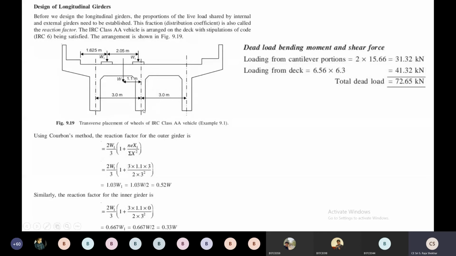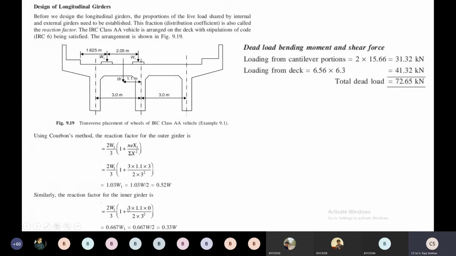So now we need to calculate the reaction factor for the inner girder. The reaction factor for the inner girder is equal to the same formula, W by N into 1 plus N e x by sigma x square. For the inner girder, the x value is 0. Because what is x? It is the distance from the CG of the beam to the CG of the girder, and that distance is 0. So that's why the x value is 0. If you solve this, you're going to get only 2W1 by 3.